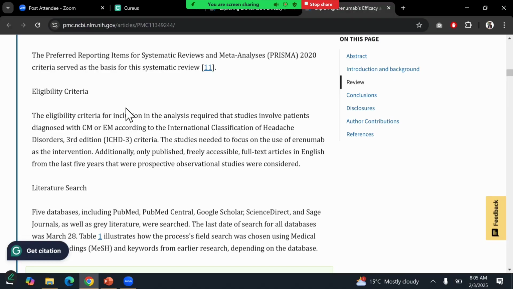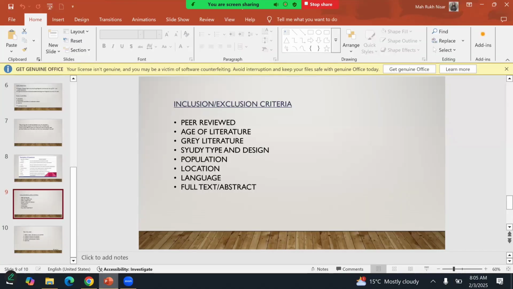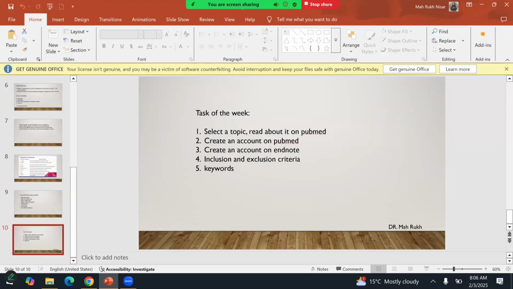So you would write it according to that. You have to select a topic and read about it on PubMed, or you can come up with different topics and read about them on PubMed. And you have to finalize one topic by the end of this week. And you have to create an account on PubMed. I already told you PubMed is a database in which you can find most of the published articles.